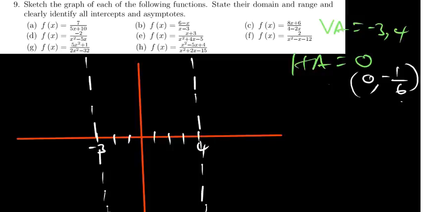Now we know that the horizontal asymptote is at 0. The graph is not supposed to touch that line. Now we have the point 0 comma negative 1 over 6. Negative 1 over 6 is approximately 0 point something, so we can just put it somewhere here. Let's say that point is somewhere here.